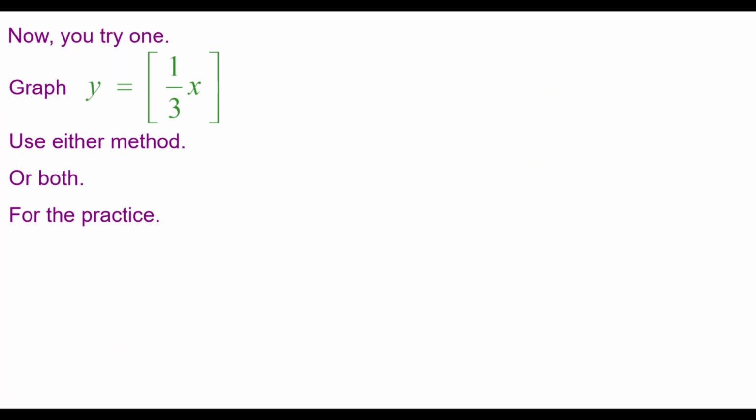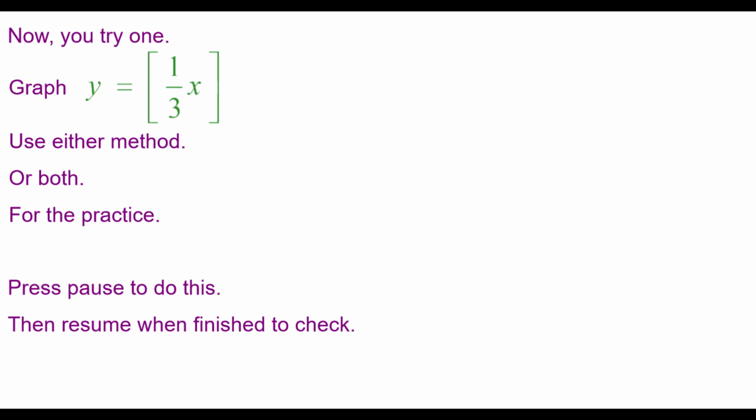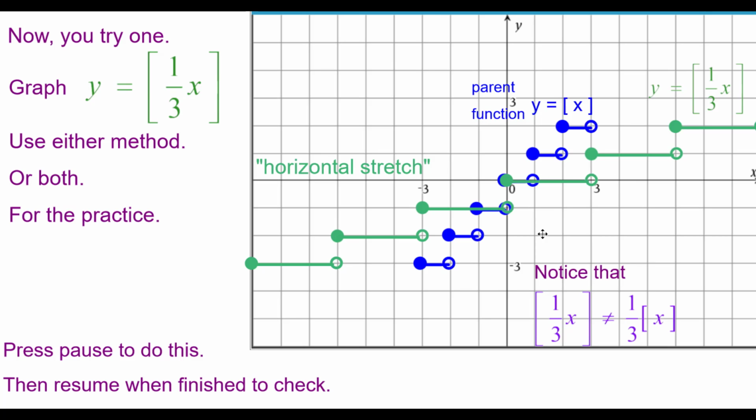Now you try one. Graph y equals the greatest integer of the quantity of 1/3 times x. Use either method or both if you need the practice. Press pause to do this and then resume when you're finished to check. And here's our answer, a horizontal stretch.